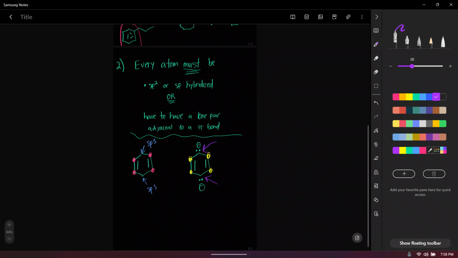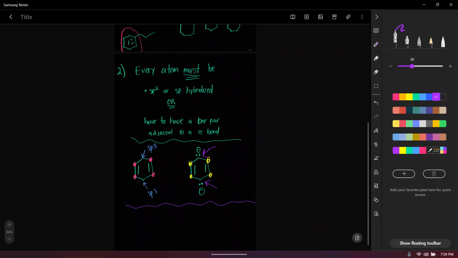The main area where you'll see that exception, most of the time that exception occurs with nitrogen and oxygen. So for example, you'll have a molecule like this.